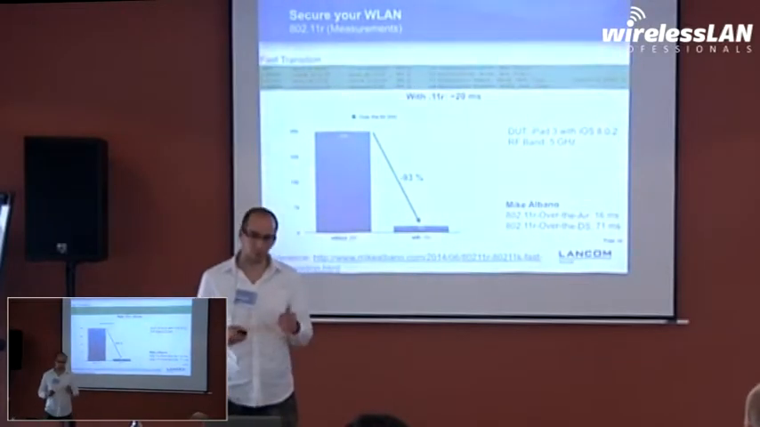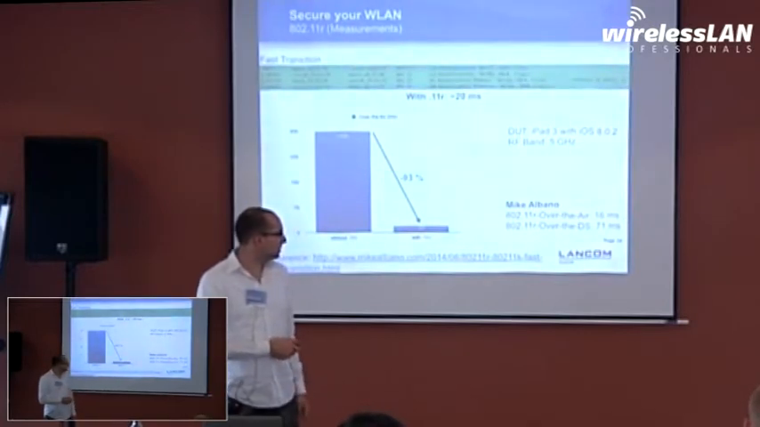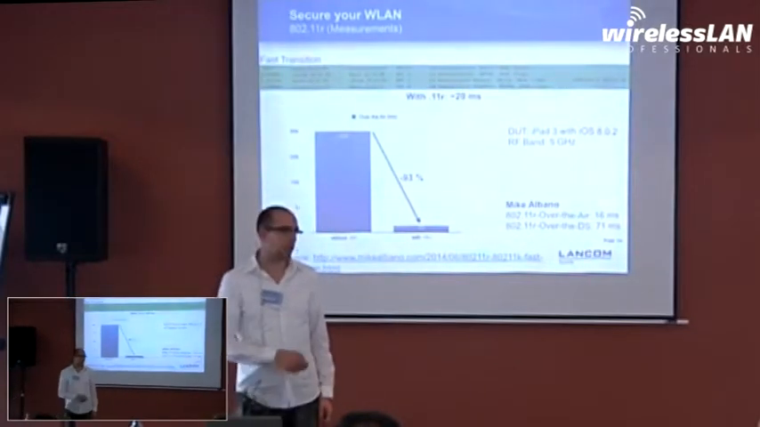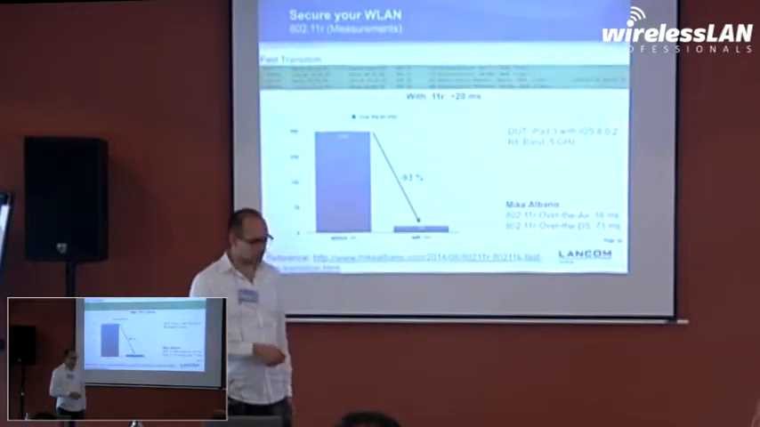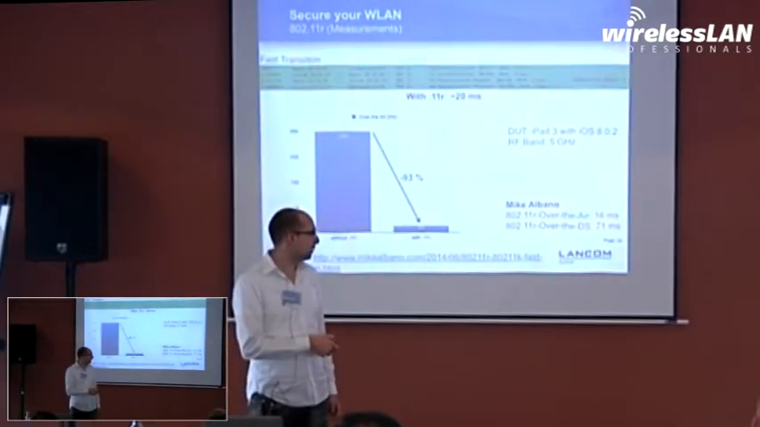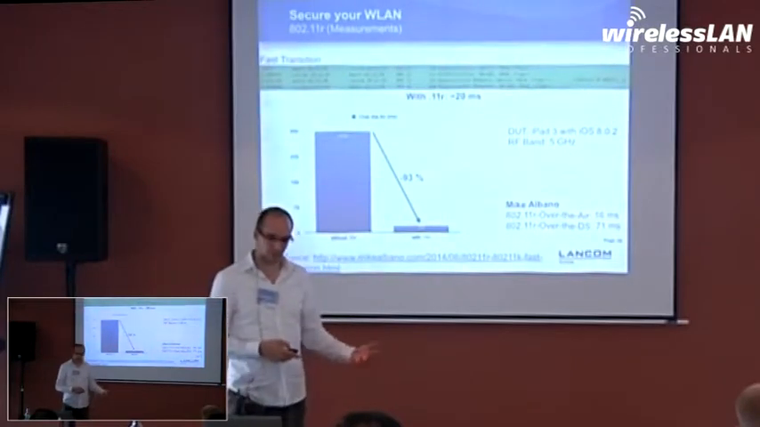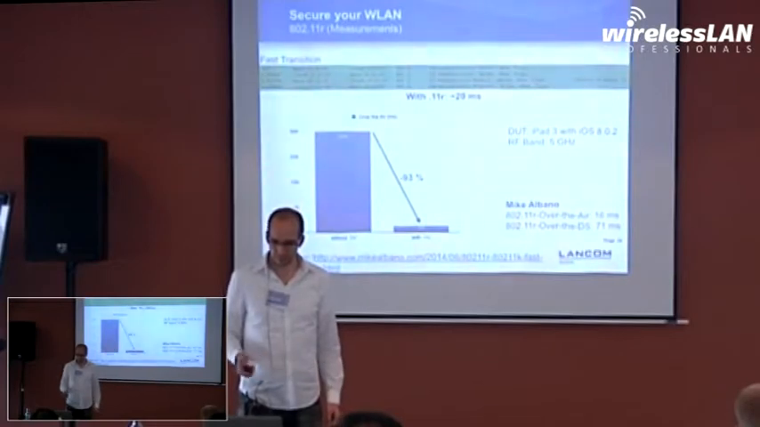There's a blog out there from Mike Albano, who also did this measurement over the air, which resulted in 60 milliseconds for his test case. But he also did the measurement for doing it over the wired system. And we can see we add some kind of delay again if we are transmitting frames over the wired system for the client to roam to the new AP.